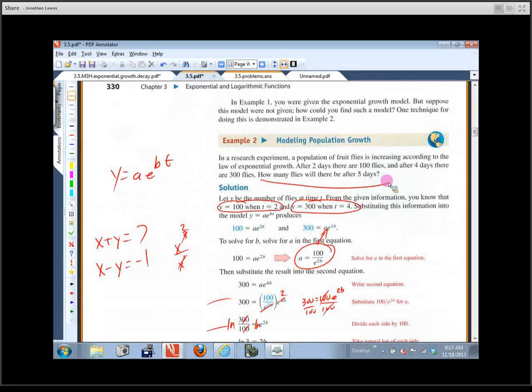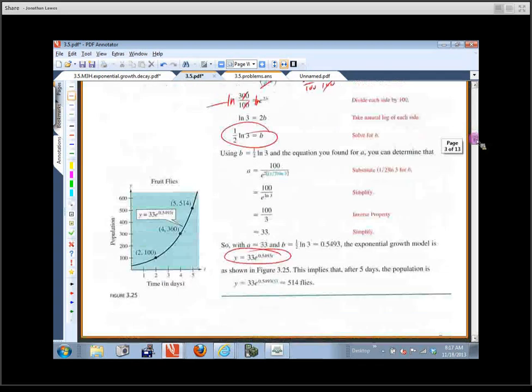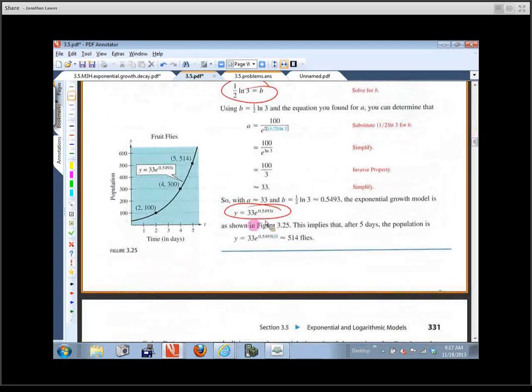How many flies will there be after 5 days? We did all of that work just to get the model, and look how easy it is to get the answer once you've got the model. Plug in a 5, type it into your calculator, and this predicts there are 514 flies. Not very pleasant, but that's how you do that problem.